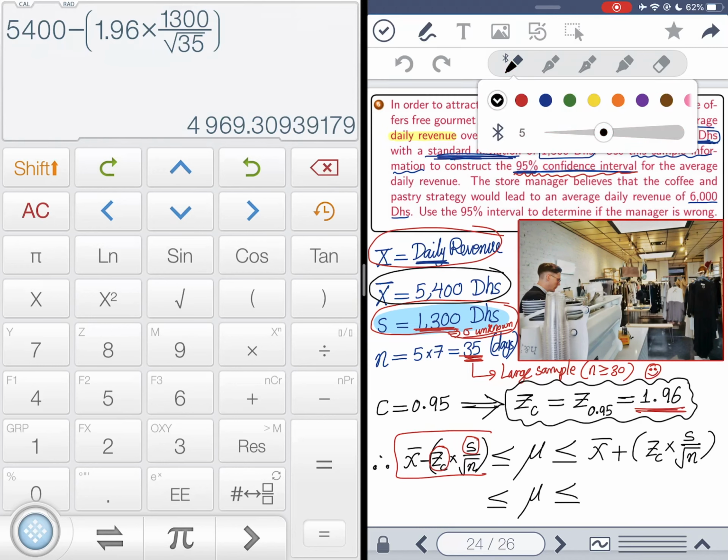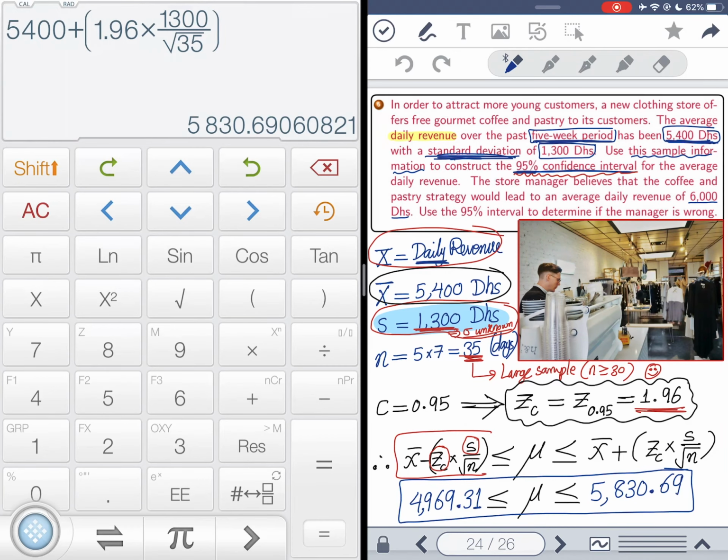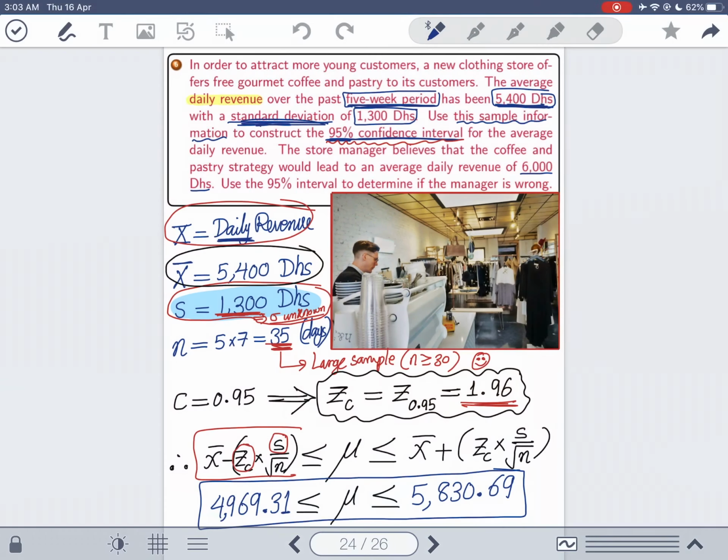So the lower confidence limit is 4,969.31, to 2 digits. And the upper confidence limit is when you put plus, so you'll get 5,830.69 dirhams, of course, everything is in dirhams. Good.